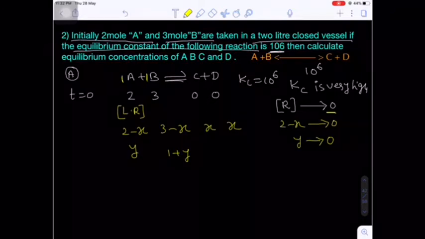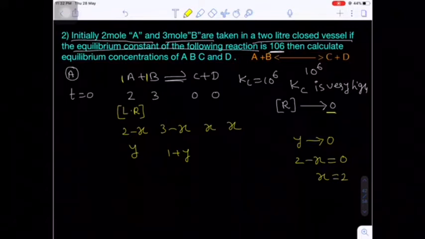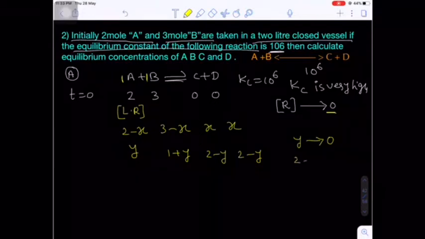And the X value, let's see. I am taking 2 minus X as 0, so the X value is 2. 2 minus X tends to 0, so X becomes 2 minus Y. Next, 3 minus X is 1 plus Y, and the 2X terms are also 2 minus Y. Where Y tends to 0, X becomes 2 minus Y. Are you getting my point?